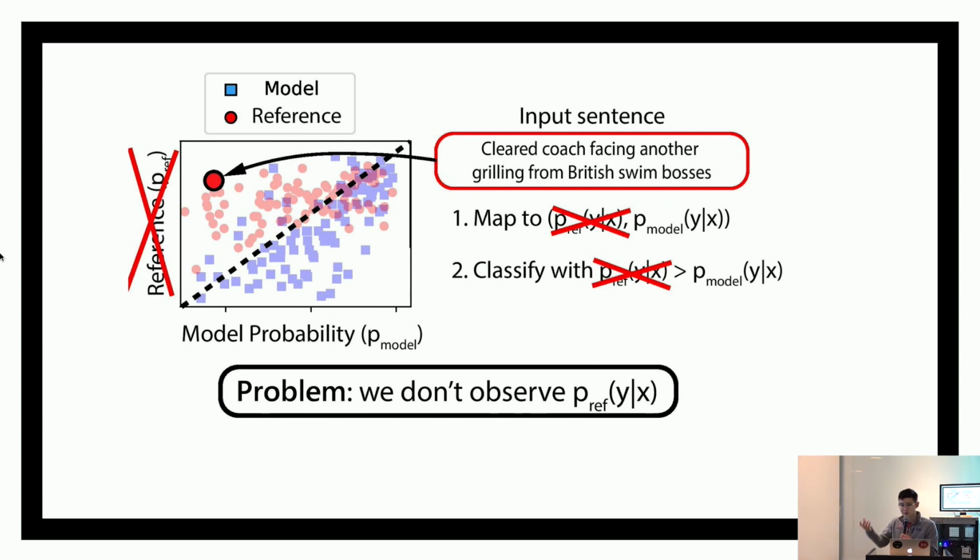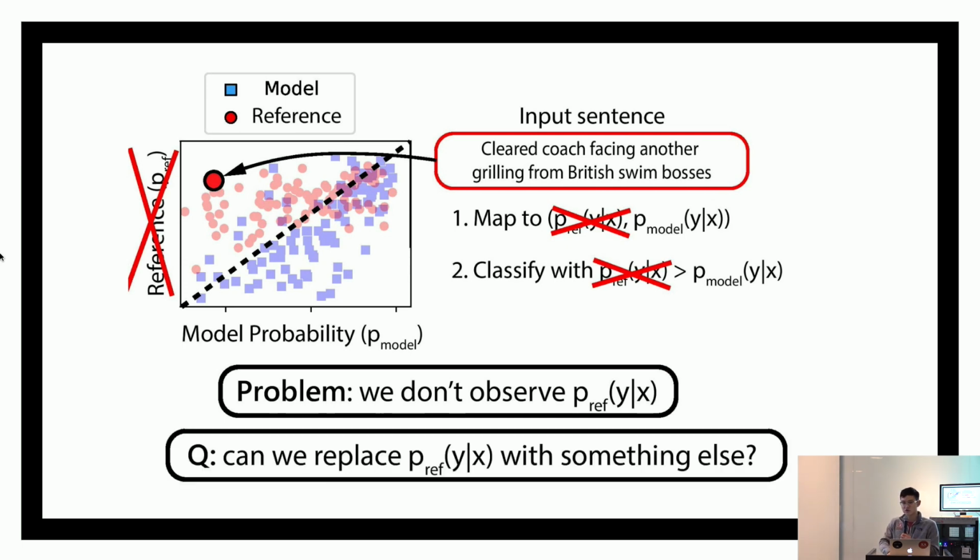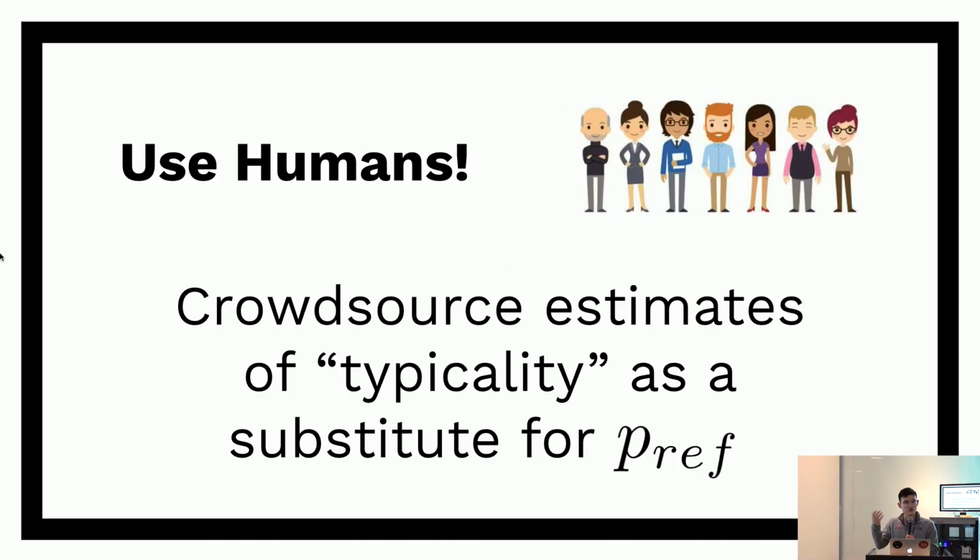Of course, another question that might come up is that you don't actually observe p_ref because you only have samples from sentences in the wild. You don't have the actual underlying generative distribution, or else we wouldn't have to worry about generative modeling in the first place. So we need to find something that we can replace p_ref with that is actually measurable but still serves our purposes. Our answer to this is to actually use humans. In particular, we use crowdsourced estimates of typicality as a substitute for p_ref.